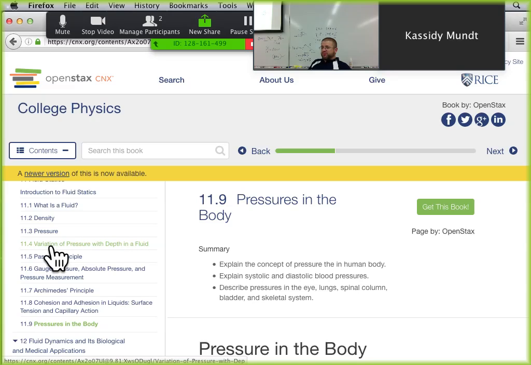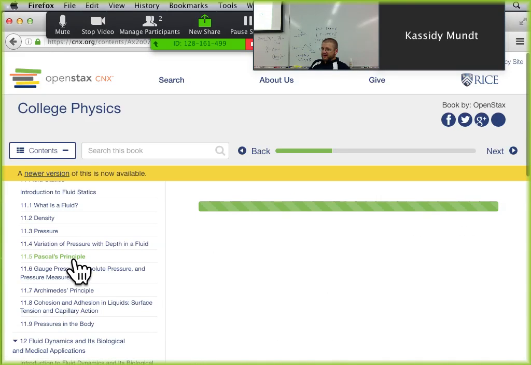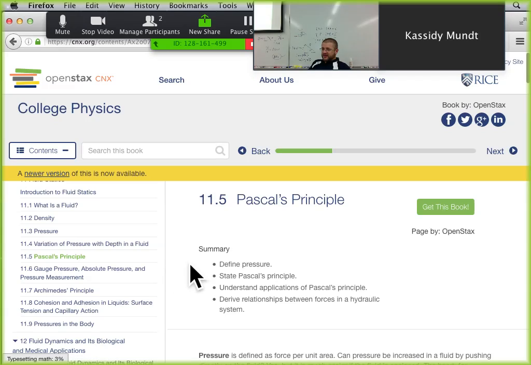The variation of pressure with depth in a fluid. Why does pressure change with depth? Because of the weight of the fluid above. That's right. The weight of the fluid above is pressing down on something that is deeper down, right? So you go deeper, you have more fluid pressing down. Does anybody remember what Pascal's principle was?